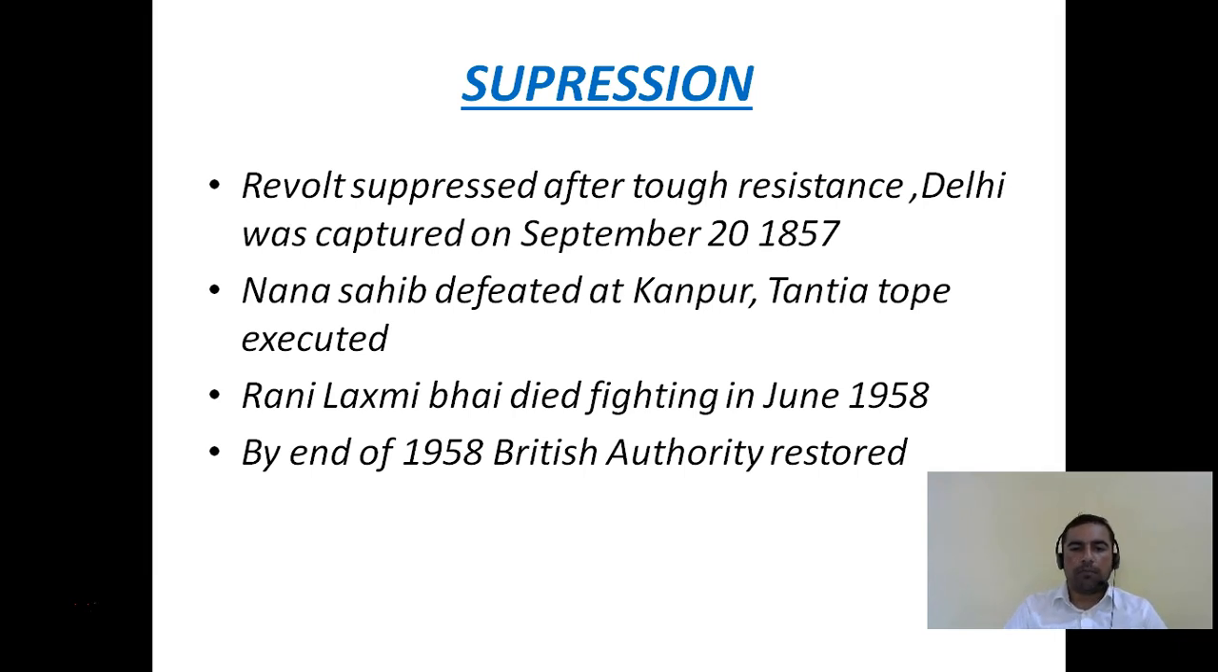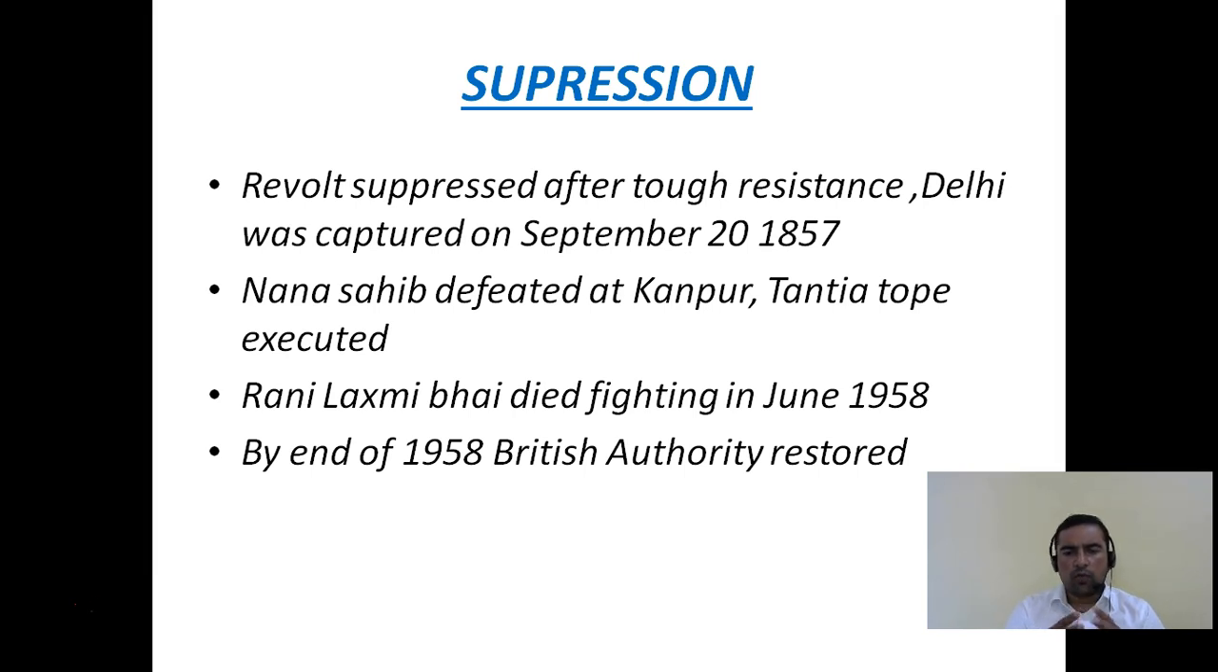After this, we will come to the suppression, how the revolt was suppressed. The revolt was suppressed after tough resistance. The British officers killed people, they killed soldiers, they killed spies. They suppressed the resistance with a heavy hand. Delhi was captured on September 20, 1857.